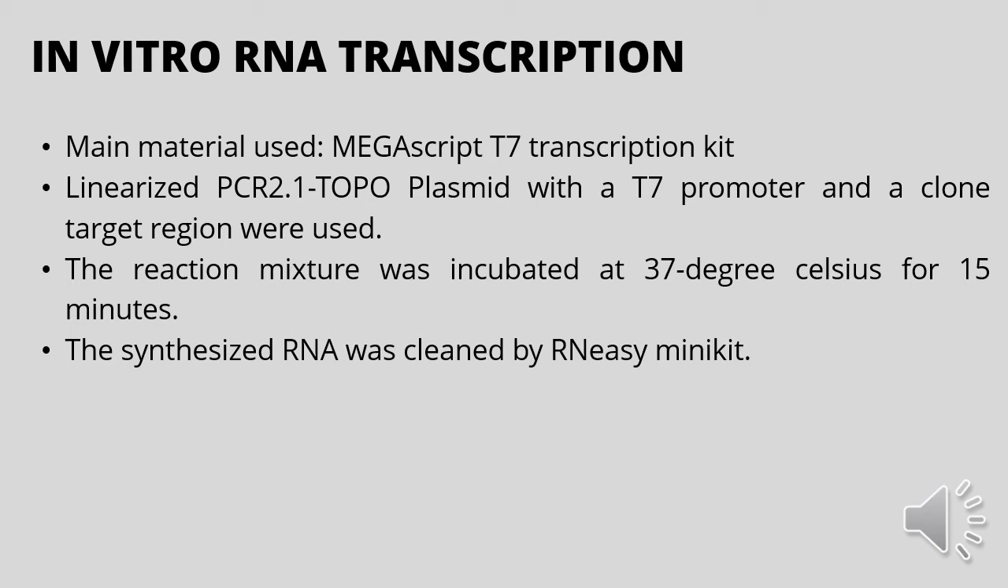Each linearized plasmid template was mixed with 2 microliters each of adenosine triphosphate or ATP, guanosine triphosphate or GTP, cytidine triphosphate or CTP, and uridine triphosphate or UTP, 10 times reaction buffer, and lastly, enzyme mix in a standard 20 microliter reaction mixture. The reaction mixture was incubated at 37 degrees Celsius for 16 hours, followed by the addition of 1 microliter of TURBO DNase, and was further incubated at 37 degrees Celsius for 15 minutes.